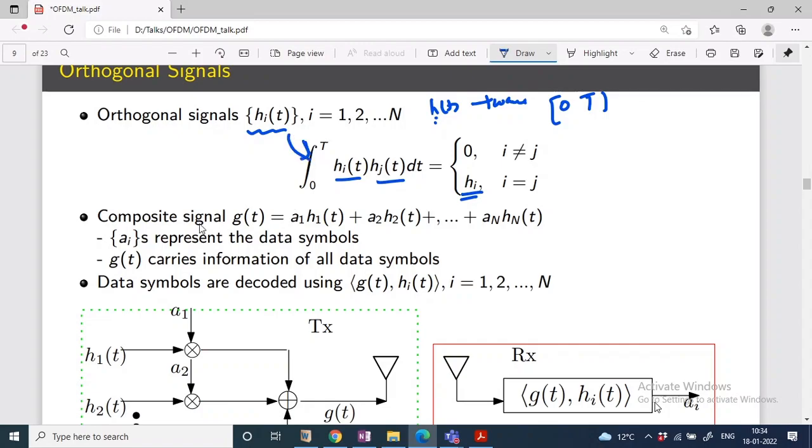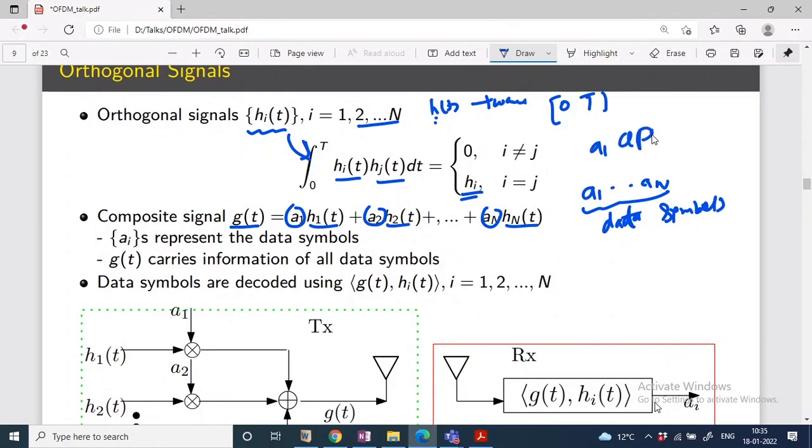Then we consider a composite signal g(t). g(t) is the summation of orthogonal signals, h1(t), h2(t) up to hN(t), so we have N orthogonal signals. They are added through the weights A1, A2, up to AN. These weights we can modulate. You can think of them as data symbols. So A1 can take, for example, a QPSK symbol or BPSK symbol and so on. These may be real weights or complex weights.